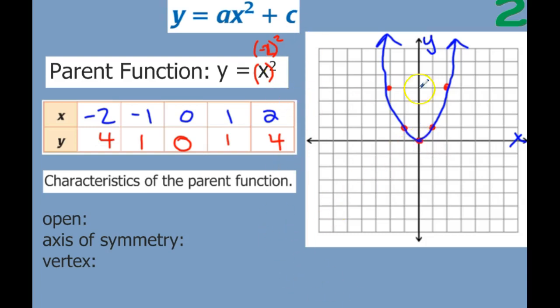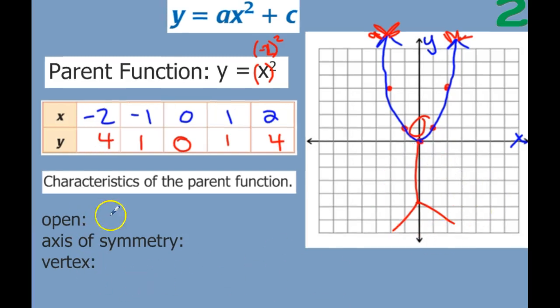This is a graph again that we're going to compare every other graph to. Some characteristics of this graph right away. I like to think of these arrows as arms opening up. With your hand up here, these are your fingers. If this is you, here's your arms, this graph opens up. If the graph was opening down, your arms would be pointing down, but they're not. So this one we can say opens up.